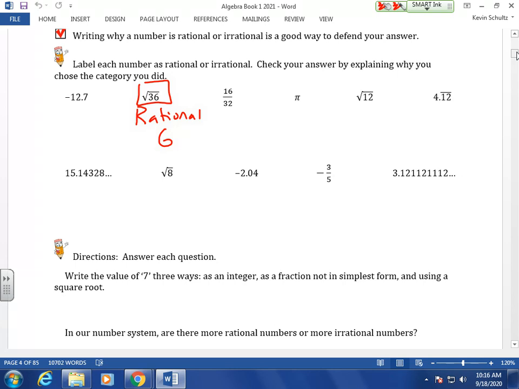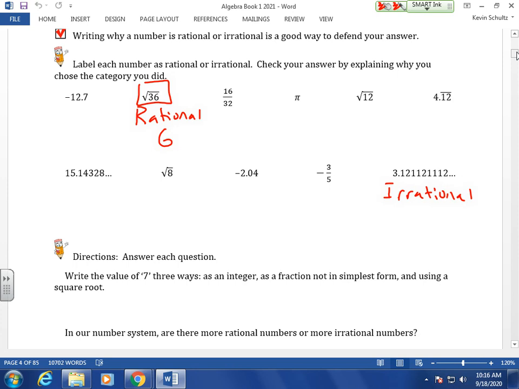3.1211. The last one. 3.121121112, dot, dot, dot. Rational or irrational? I definitely see a pattern there. But Joe? It's irrational. A pattern is not the same thing as repetition.